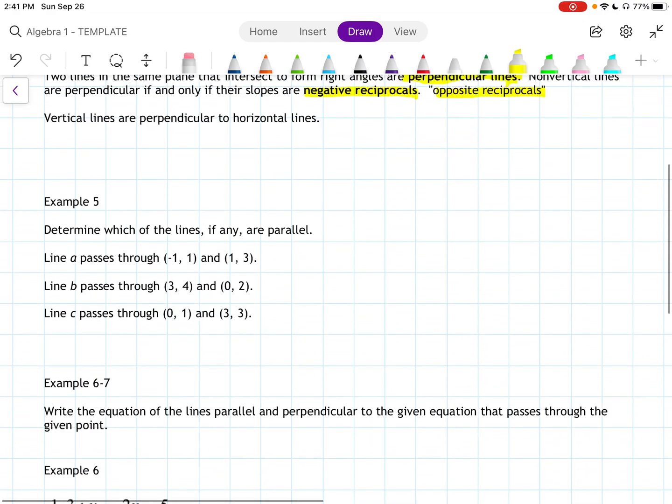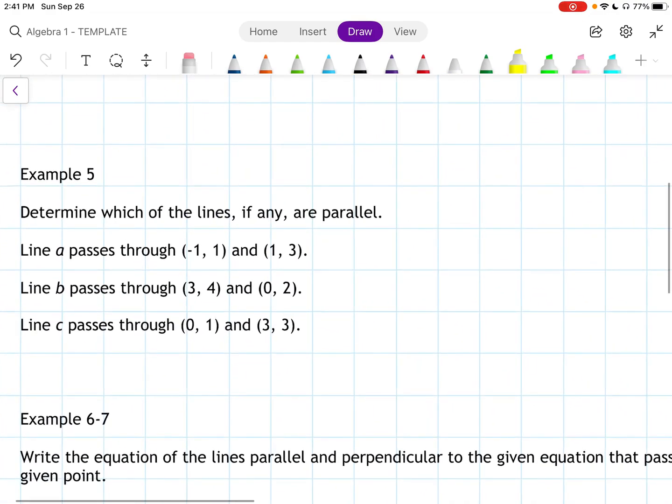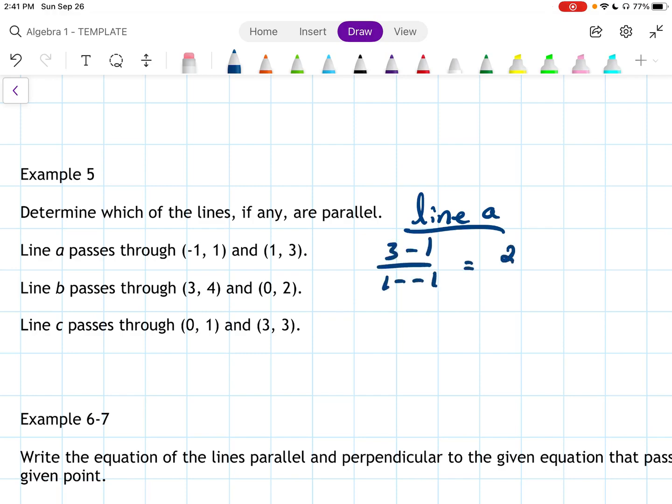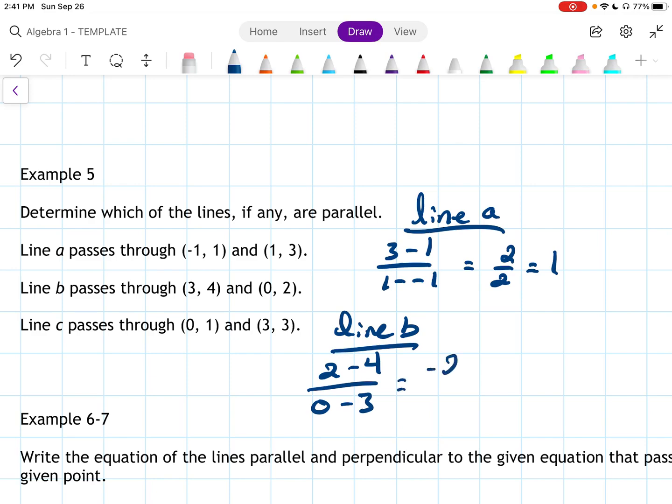So example 5, determine which, if any, are parallel. So starting off for line A, we have to plug that in and find our slope. So I'm going to say, well, 3 minus 1 over 1 minus negative 1 is going to be 2 over 2, which is 1. Now for line B, 2 minus 4 over 0 minus 3 is negative 2 over negative 3, which is 2/3.